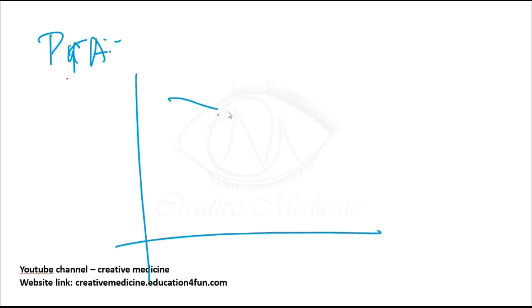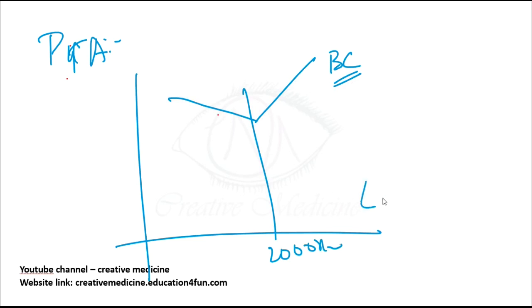Then, the next important thing is pure tone audiometry. In pure tone audiometry, in otosclerosis, the bone conduction is normal, but there is one dip seen in the bone conduction. This is seen at 2000 Hz and is called Carhart notch. This is actually seen only in bone conduction, not in air conduction.